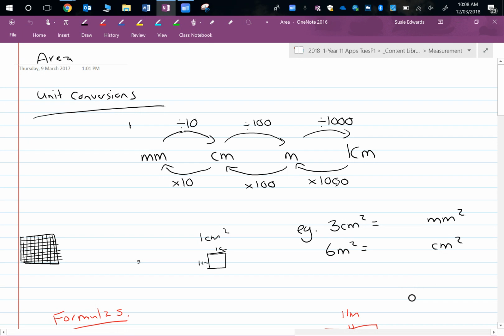All right, so area, what's area mean? The inside, okay? So the inside of the shape. Now, what do we measure area in? What units? Squared, not cubed, squared. Okay, so square centimetres, square metres, square millimetres. Don't write this down yet, it is wrong.